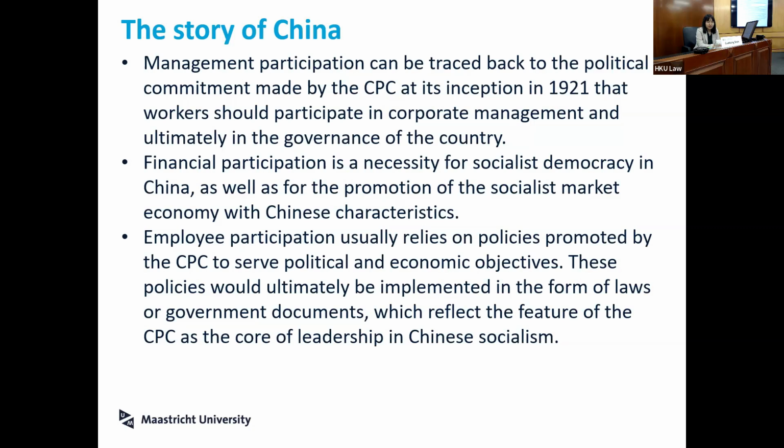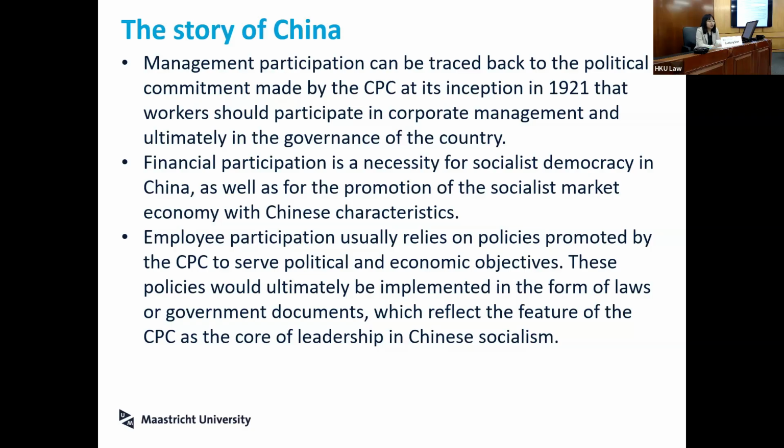Then it's the story of China. Management participation in China can be traced back to the political commitments made by the Communist Party of China at its inception in 1921, that the workers should participate in corporate management and ultimately in the governance of the country. For example, when the CPC was founded in 1921, it used the labor movement to encourage the workers to strike against imperialism and feudalism of the country, mainly opposing the Kuomintang.